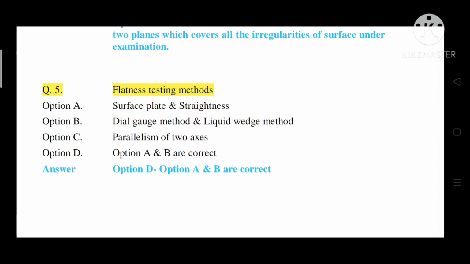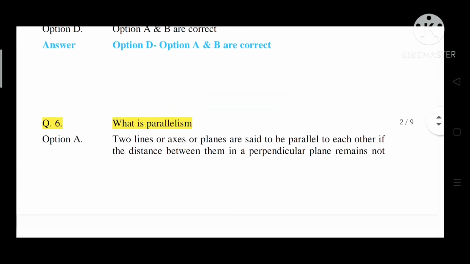Question number 5, flatness testing methods. Option A, surface plate and straightness. Option B, dial gauge method and liquid phase method. Option C, parallelism of two axes. Option D, option A and B are correct. So correct answer is option D, that is option A and B both are correct. So these are flatness testing methods.